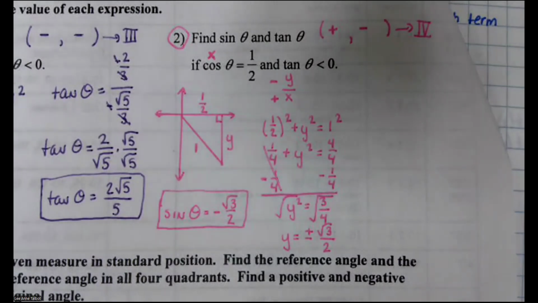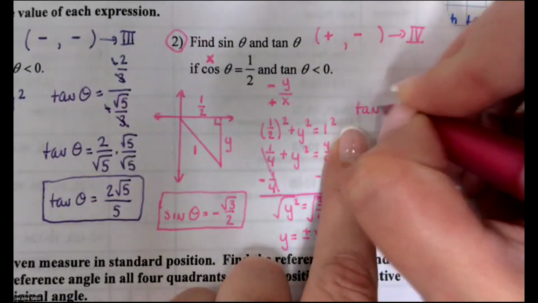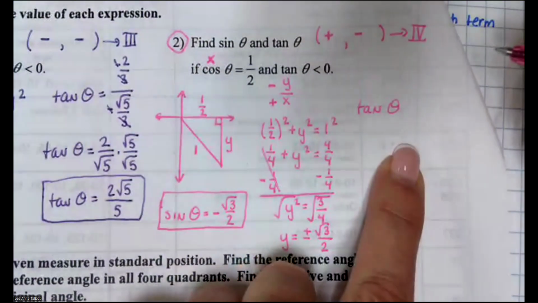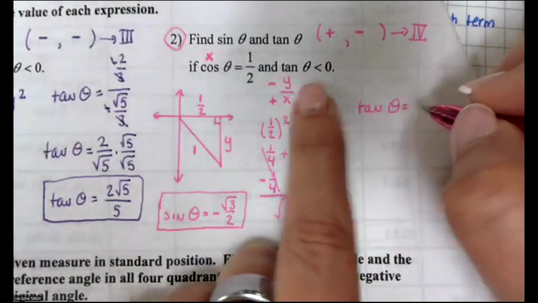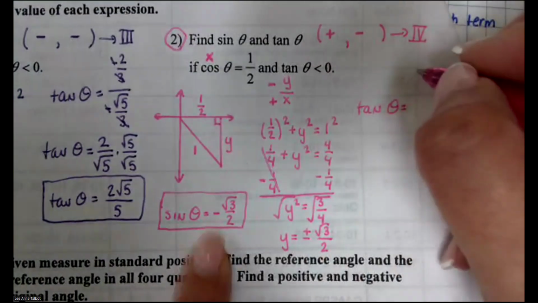Okay. So I got sine. And now I guess I'll do tan. Tan equals y over x. Y is what I found.